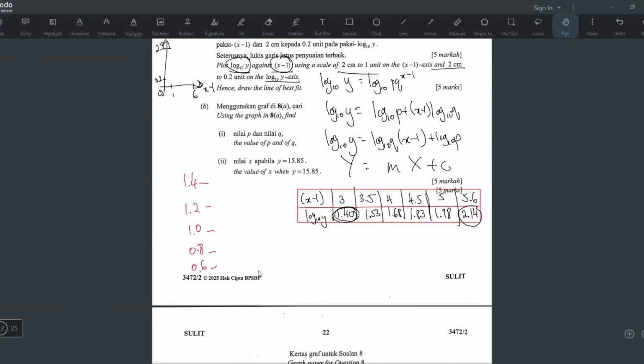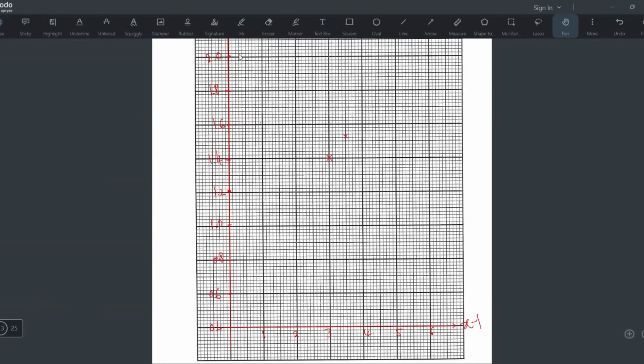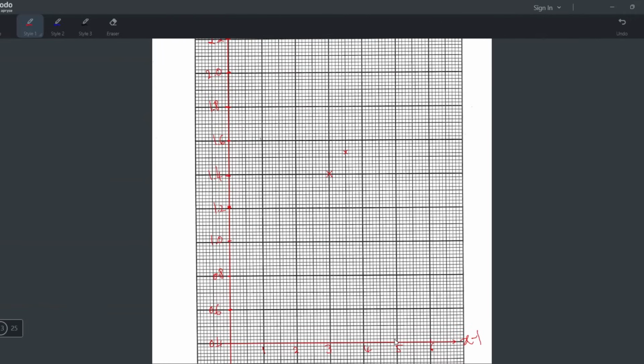Okay, next one. 4, 1.68. Let's go. 4 is here. 1.6. 4 is here. And then 1.68, that's gonna be, okay, you can naik sampai 1.7 dulu. Okay, 1.7 is here. Yeah, the midpoint of 1.6 and 1.8. And then this one is 1.7.